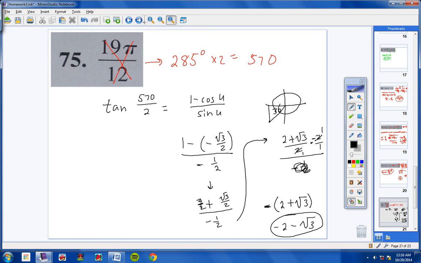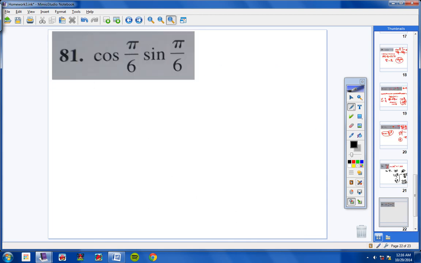Moving on to number 81. Okay, students, here we go for number 81. Okay, let's see what we have here. If you'll notice in your product to sum and sum to product identities, whenever you have cosine times the sine, this would be your u right here, and this would be your v right here.